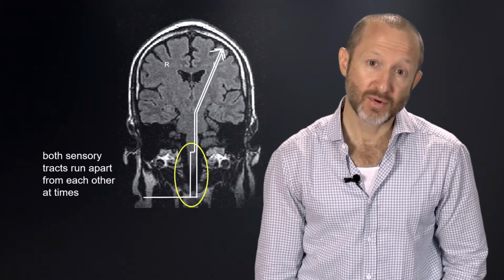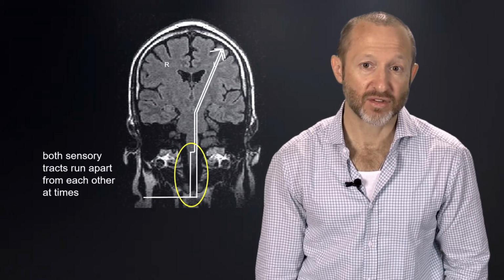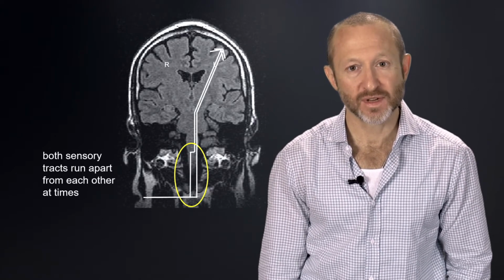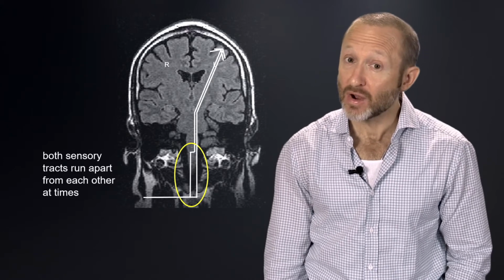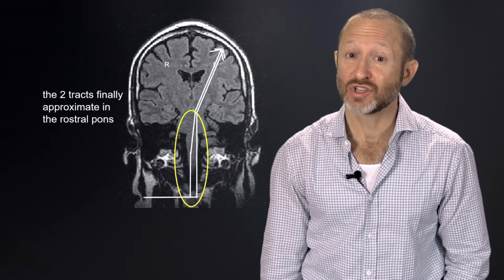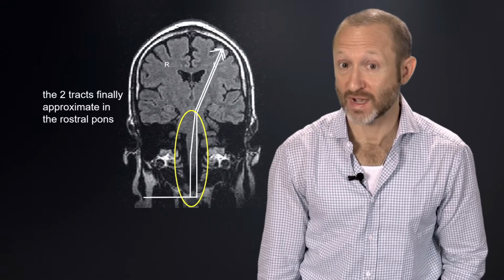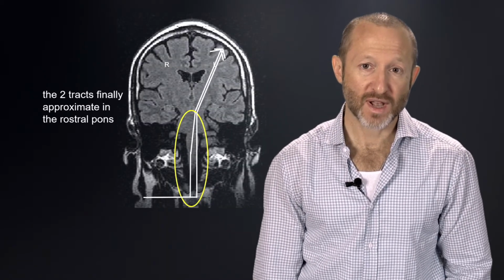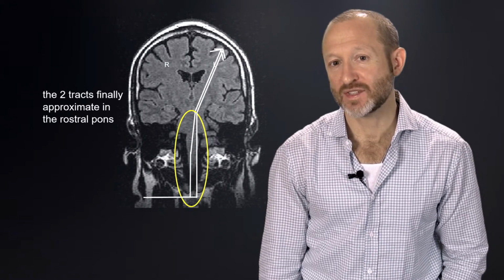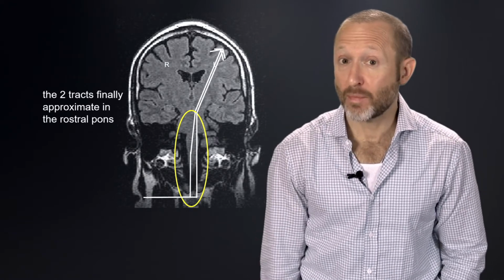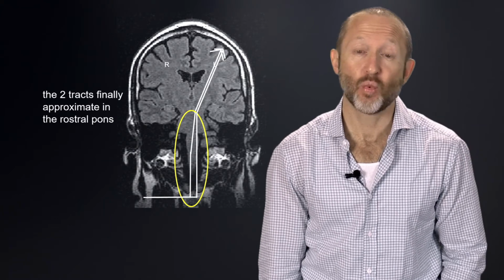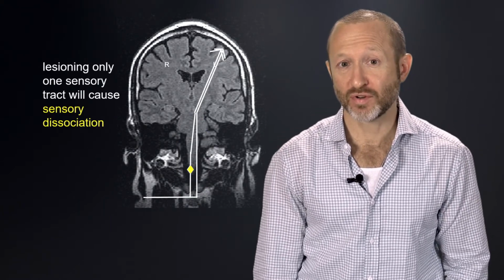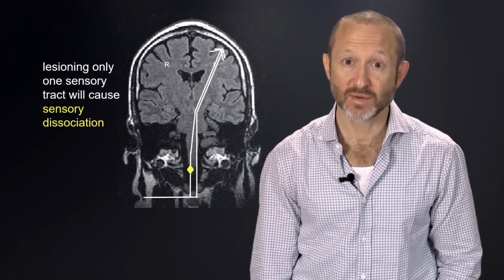If you superimpose both of these ascending sensory tracts together, it's very easy to see that they are disparate, or they run separate in space, at least in the spinal cord, until they come together actually at the top of the pons, or the rostral pons. So this space in the spinal cord and up to the rostral pons allows both tracts to run separate. It's therefore possible that a small lesion could affect one tract and not the other. Lesioning only one tract will produce an abnormality called sensory dissociation.